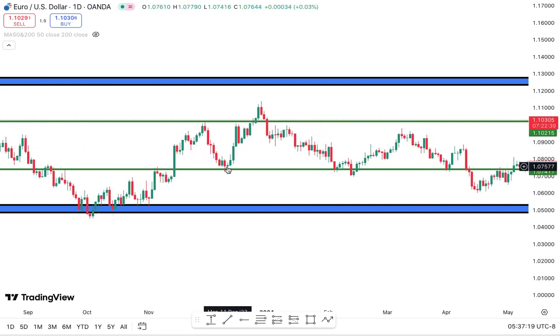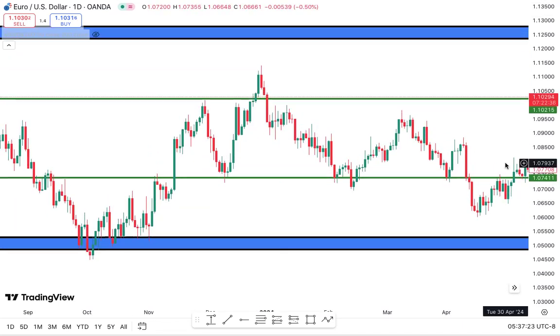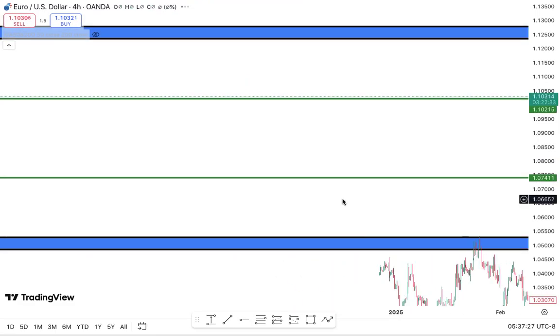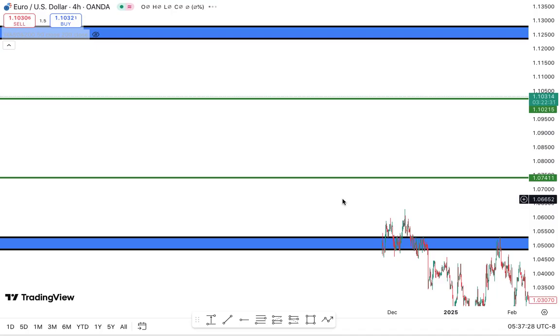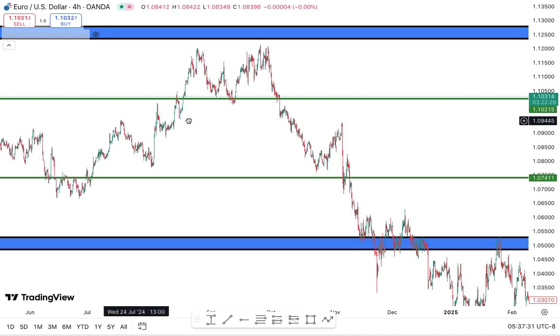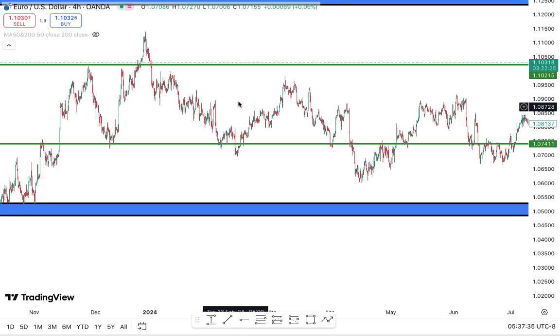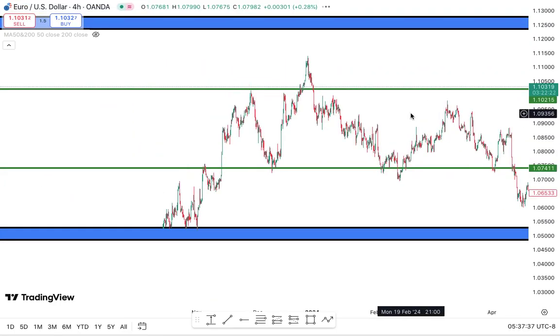So upon this pullback here, let me scroll down to the 4 hour time frame and see how this will look properly, so I can explain it properly for you. So I really like to make my entries on the 4 hour time frame. I'm not really a big fan of the daily time frame entries because the stop loss is going to be a bit wider than usual. I like to make entries on the 4 hour time frame.